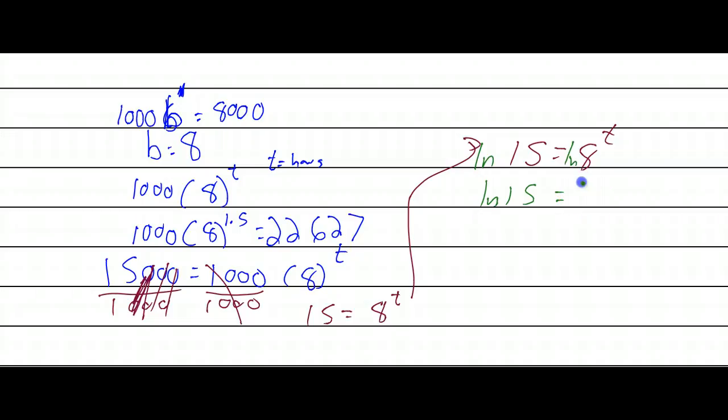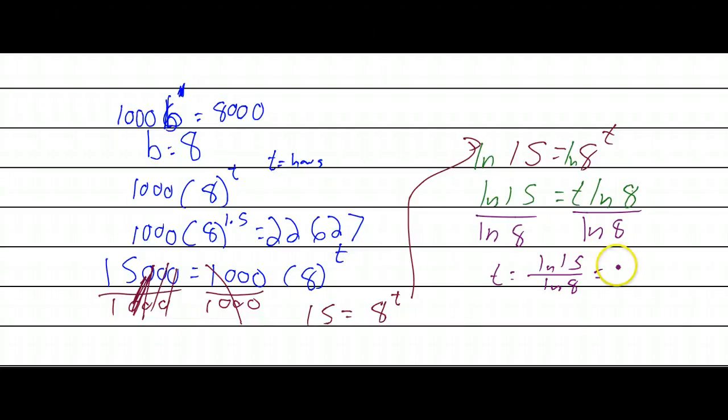So you have the natural log of 15. Using the laws of exponents, the natural log of 8 to the T is the same thing as T times the natural log of 8. Now we can do a little bit of algebra again. We divide both sides by the natural log of 8. So T is equal to the natural log of 15 divided by the natural log of 8.